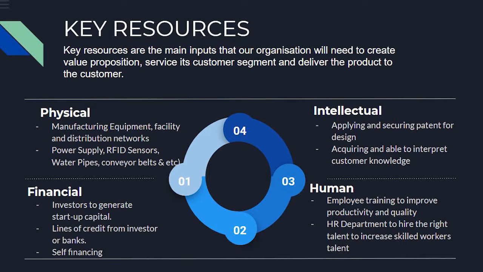The last one is the human category. The human category is mainly employee training to improve productivity and quality, because with more skilled workers, we can produce better quality products and finishing. The HR department of the organization is also very important because they have to hire the right talent to increase skilled workers' talent and finally increase productivity.